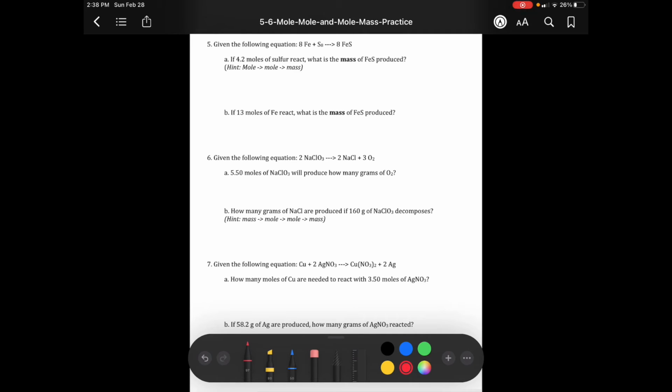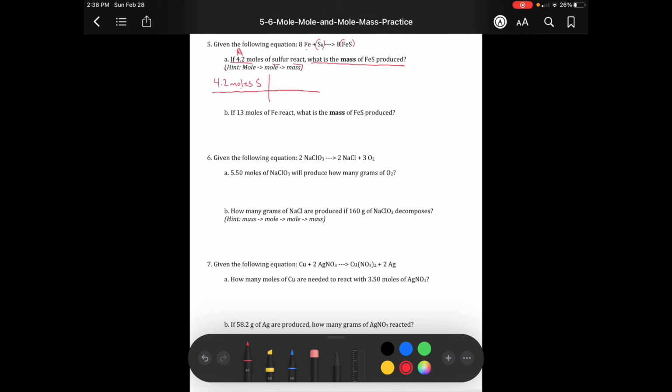Okay, so we see right off the bat that we have substance A. Oh, and it gives you a hint right here, by the way. Substance A is what we've been given: 4.2 moles of sulfur, which reacts with this iron. So what is the mass of FeS produced? Remember our process: we already have moles of substance A, so we're just going to write it down. 4.2 moles of sulfur. We skip that first mass step and go straight to the coefficients.